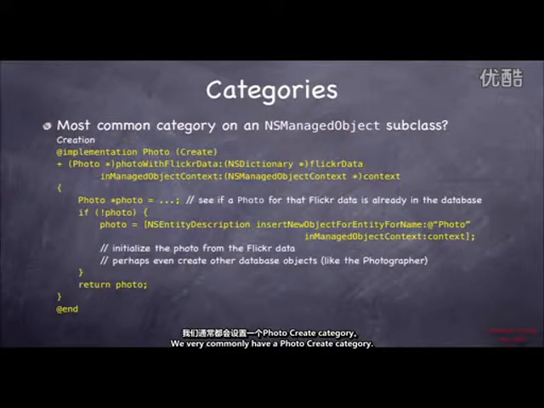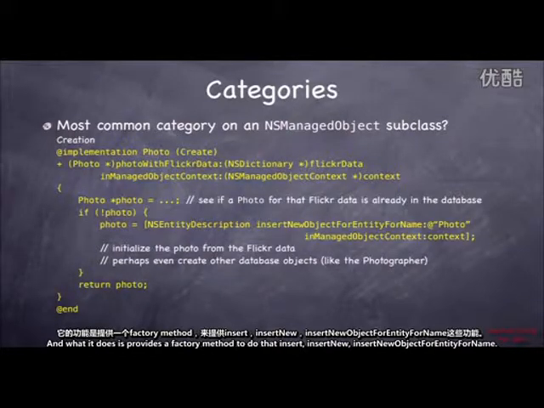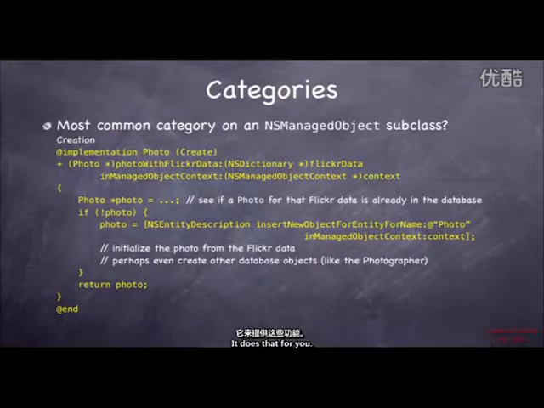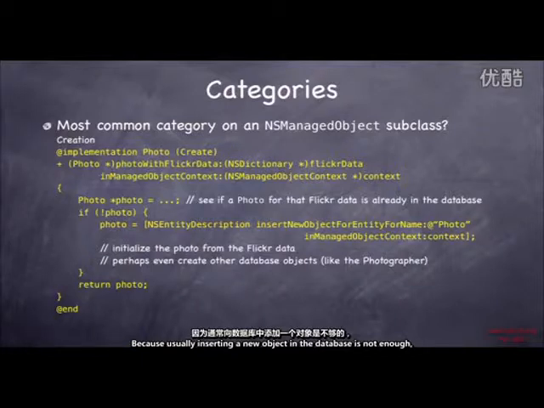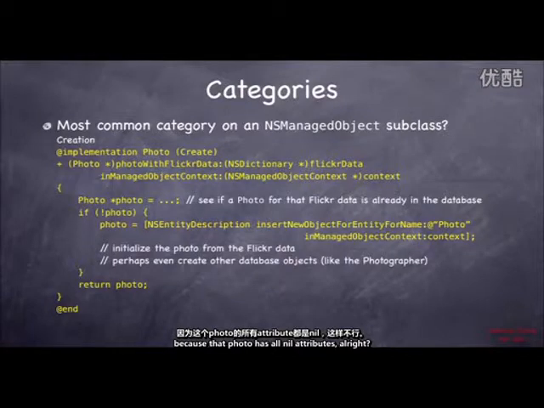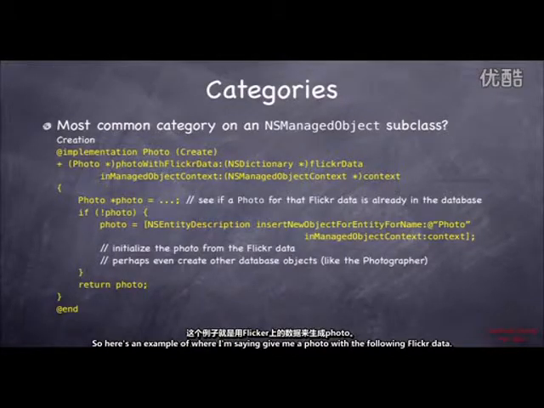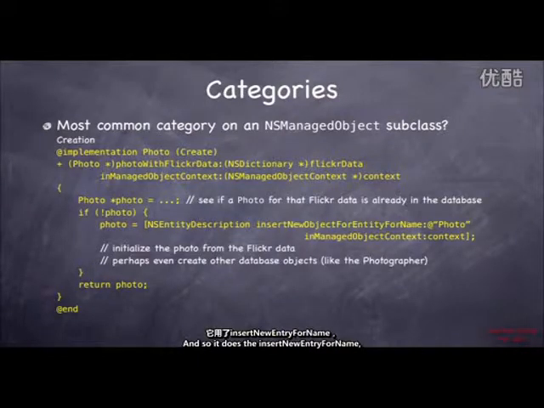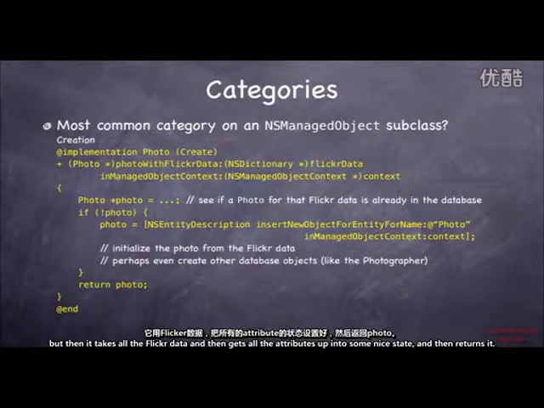We very commonly have a Photo+Create category, and what it does is provide a factory method to do that: insert new object for entity for name. It does that for you. And why do we do this? Because usually inserting a new object in the database is not enough, because that photo has all nil attributes, right? So here's an example of where I'm saying, give me a photo with this following Flickr data. It does the insertNewEntityForName, but then it takes all the Flickr data and gets all the attributes set up into some nice state and then returns it.